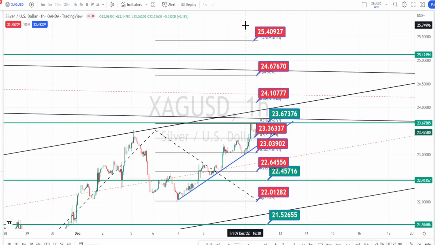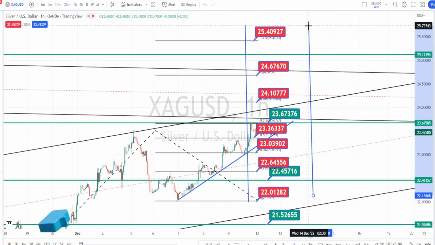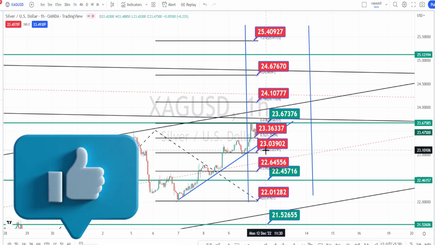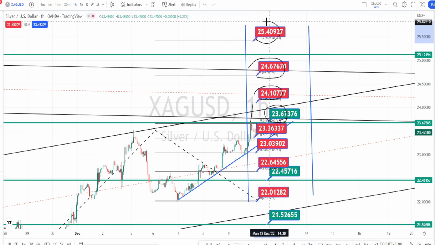But again, the values within these red color boxes are the resistance and support levels for current price action in hourly time frame. Currently we are noticing the price action trying to break the resistance level of 23.67, and if the price action manages to break this resistance level, next level of resistance is going to be around 24.10, 24.67 and 25.40.